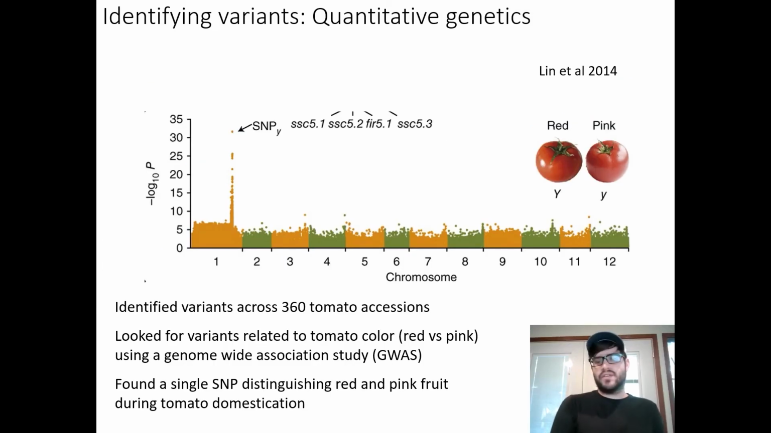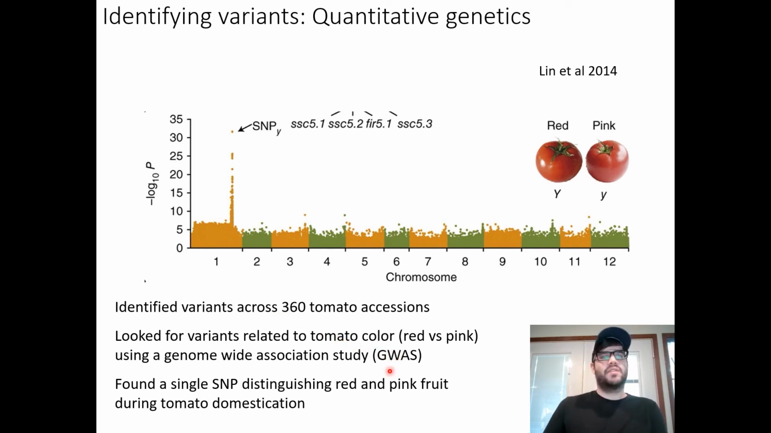Here's another example using tomato, which is somewhat similar but a little bit different. You could take whole courses on quantitative genetics, but I'm just going to mention this in this one brief slide. This was a paper from 2014, and the authors identified variants across 360 tomato accessions. These were some domesticated, wild, and landraces, which are in between domesticated and wild. And this is a result from a genome-wide association study.